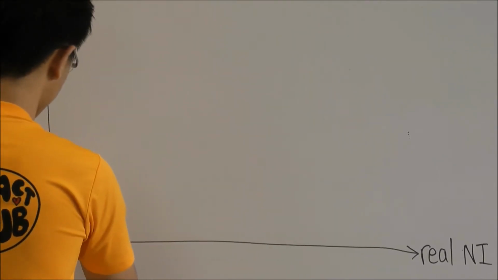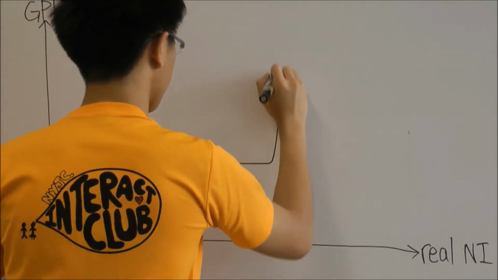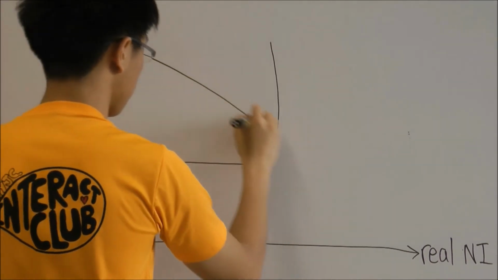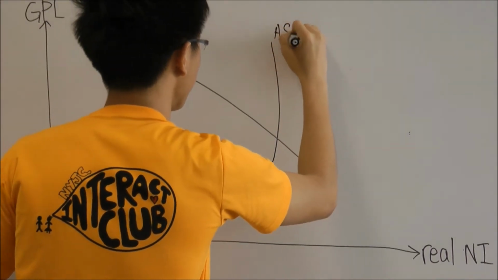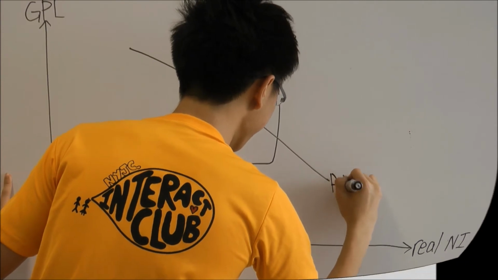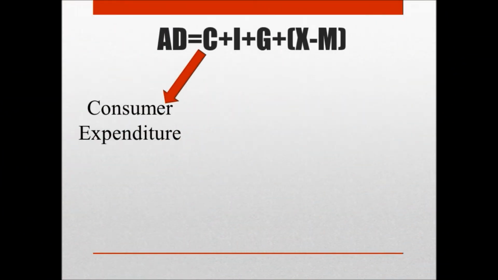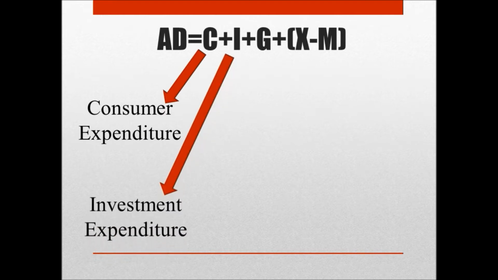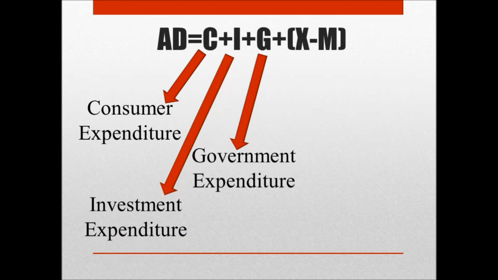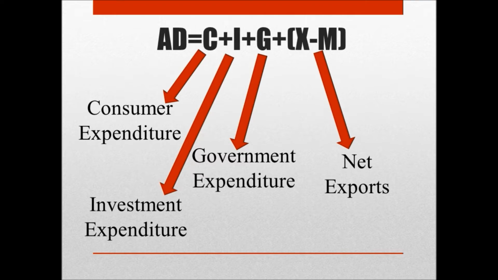The AD curve marks out the total demand of goods and services in the economy and consists of 5 components, which are C, I, G, X and M. C is consumer expenditure, I being investment, G being government expenditure, and X minus M being net exports.